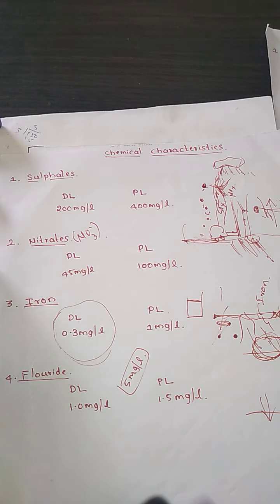Then the fluoride content, the desirable limit is 1 mg per liter and the permissible limit is 1.5 mg per liter. If fluoride content is less than 1 mg per liter, then it is going to cause dental caries. If it exceeds 1.5 mg per liter or 3 mg per liter, then it may cause skeletal fluorosis. If you want all these in detail, you can refer to the previous videos. In the biological characteristics, we have various kinds of aquatic plants and aquatic animals.